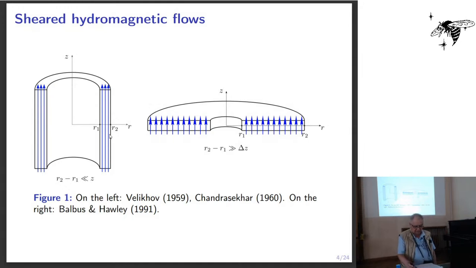The left part, figure 1, demonstrates the case of magneto-rotational instability originating between two cylinders, as Zhirkov and Chandrasekhar considered this problem. In this case, the characteristic scale along the radius is much smaller than along the z-axis. The right panel demonstrates the case of the geometrically thin disk with magnetic accretion, Balbus and Hawley. In this case, the thickness of the accretion disk along the z-coordinate is much smaller than the radius of the accretion disk, a standard accretion disk.